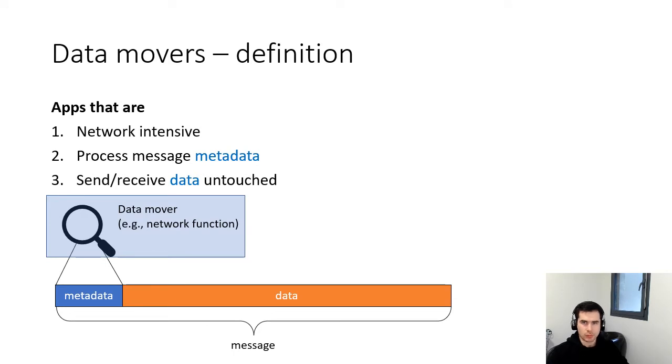In this work, we make an optimization to NICs that helps with a class of applications which we call data movers. Data movers are applications that are network intensive, process message metadata, while sending or receiving message data untouched.